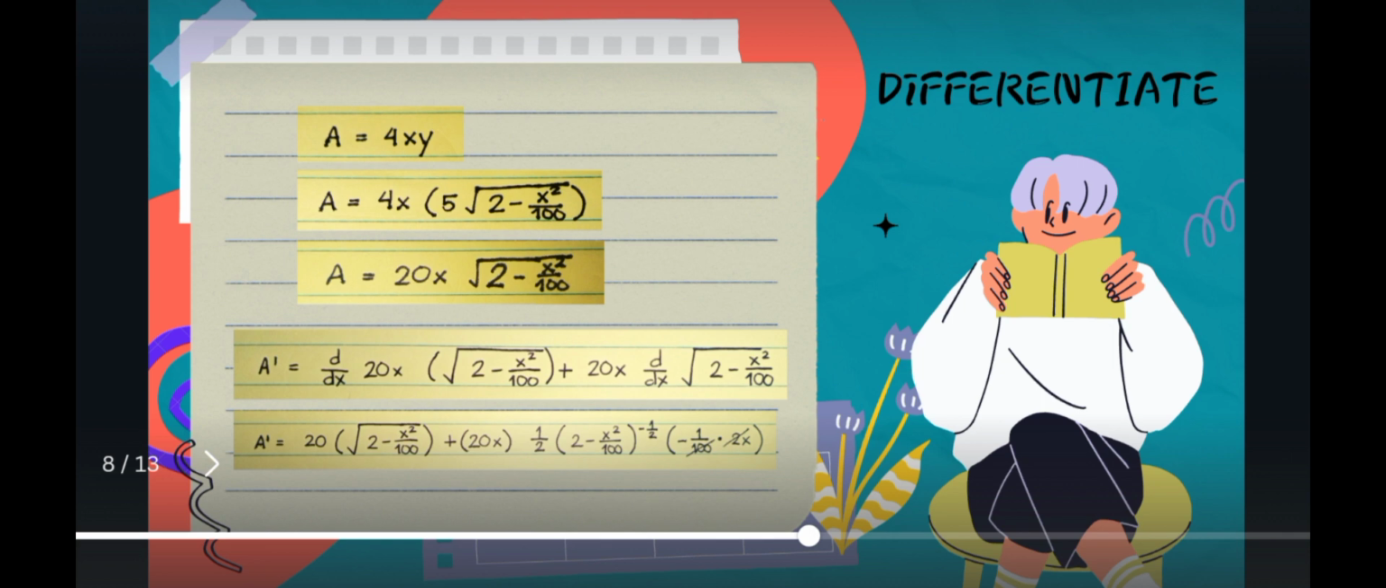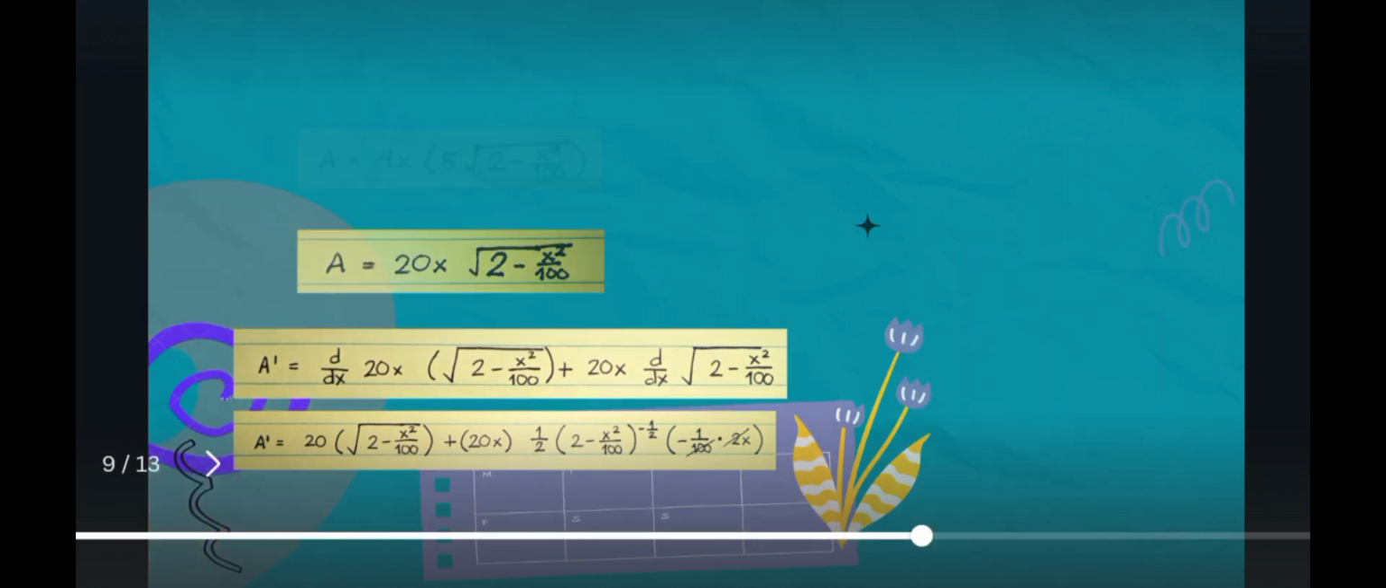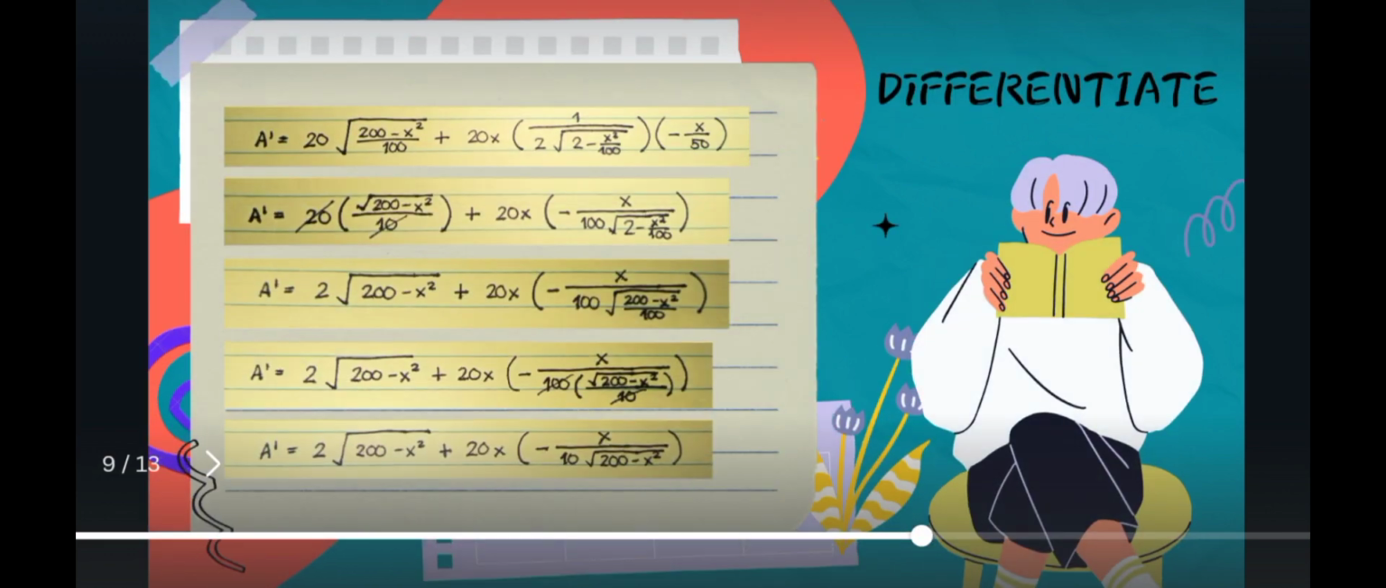Then let's derive the inner function. The derivative of 2 is 0. Then the derivative of negative x squared over 100 will be negative 1 over 100 times 2x. Now let's simplify the first part. So 20 times the square root of 2 minus x squared over 100. The common denominator will be 100. The numerator will be 200 minus x squared.